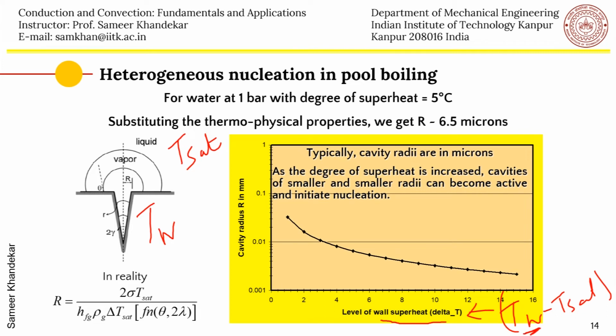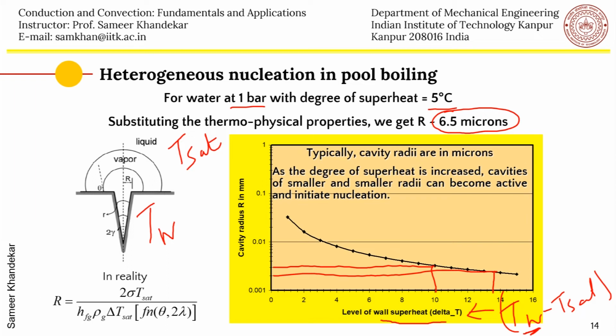So if you put the values for water at 100 degrees centigrade at 1 atmosphere, so water at 1 bar with a degree of superheat of 5, you will see that the radius comes out to be about 6.5 microns in that equation on slide number 13. So what it means is that all the cavities with a radius of 6.5 microns are active. And as you increase the superheat to 6 degrees, 7 degrees, smaller and smaller cavities will become active. So as the degree of superheat is increased, cavities of smaller and smaller radii become active and initiate nucleation.